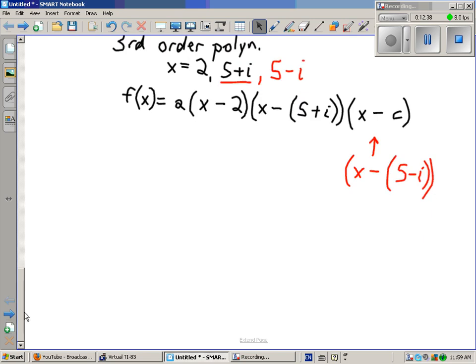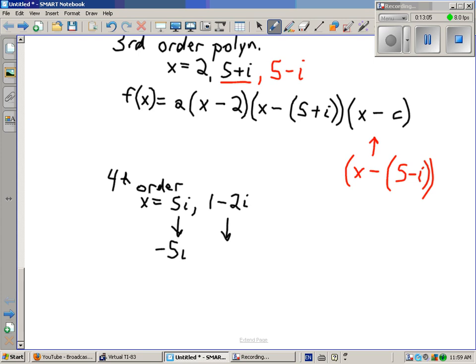Another one, before we call it a day. Let's say we have a fourth-order polynomial, or a fourth-degree polynomial, if you prefer that term. And you have zeros at x equal to 5i, and you have a zero at 1 minus 2i. That means that automatically you know that you have another zero at negative 5i and a zero at 1 plus 2i. That gives us 1, 2, 3, 4 zeros, which is exactly how many we have.